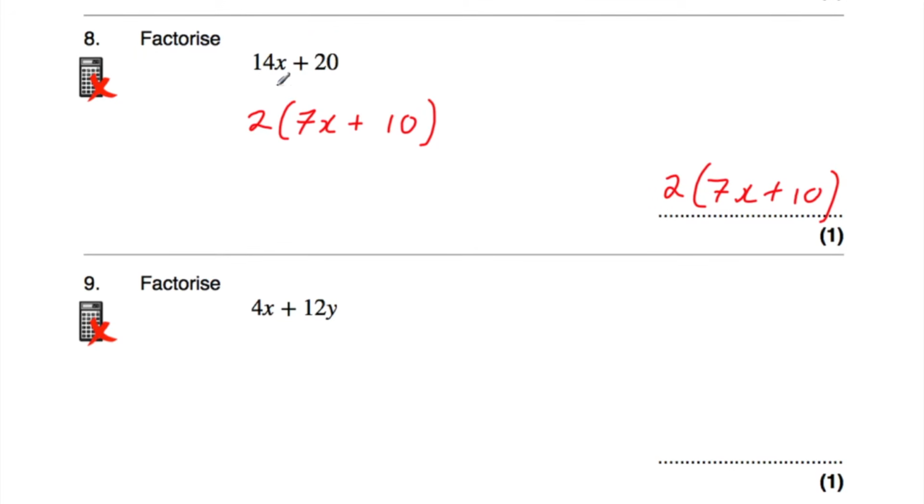And that's it. So if we were asked to factorise 14x plus 20, our answer would be 2, and then bracket 7x plus 10, close brackets. And again, we can check our answer. 2 times 7x is 14x, and 2 times 10 is 20. Okay, let's have a look at our next question, question number 9.